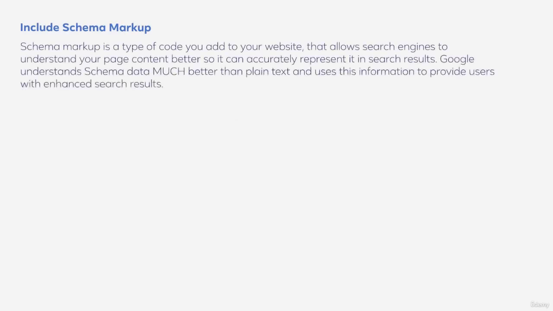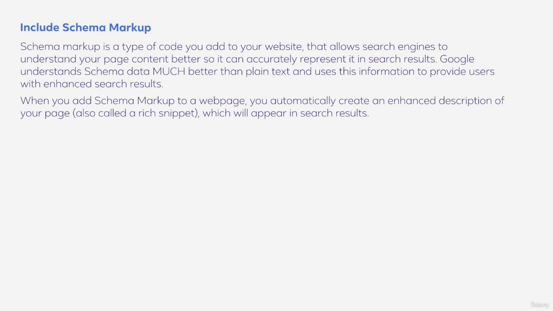Include schema markup. Schema markup is a type of code you add to your website that allows search engines to understand your page content better so it can accurately represent it in search results. Google understands schema data much better than plain text and uses this information to provide users with enhanced search results. When you add schema markup to a web page, you automatically create an enhanced description of your page, which is also called a rich snippet, which will appear in search results.